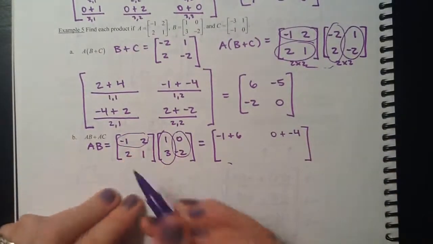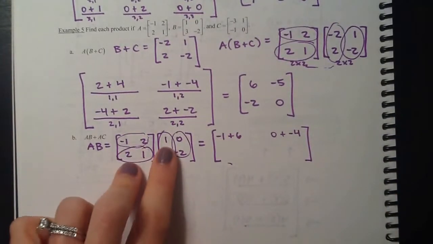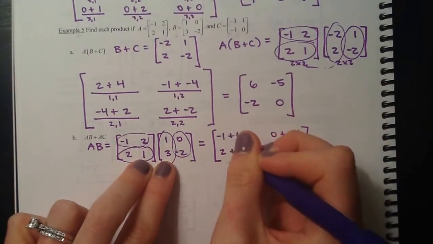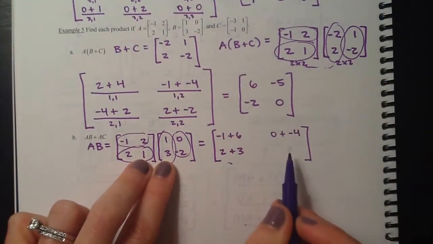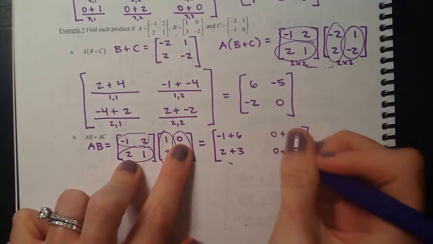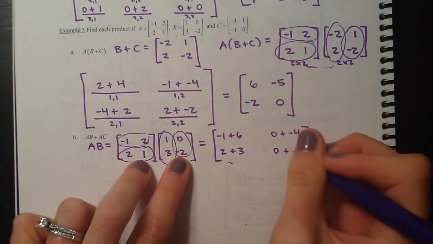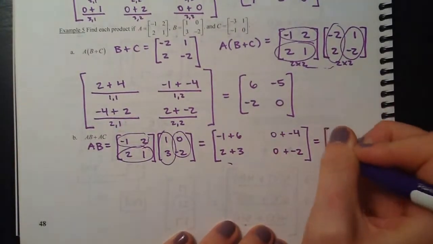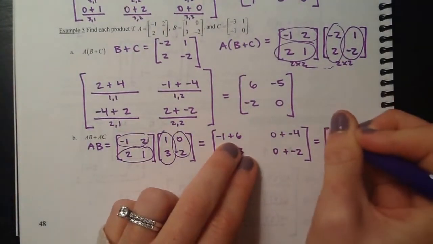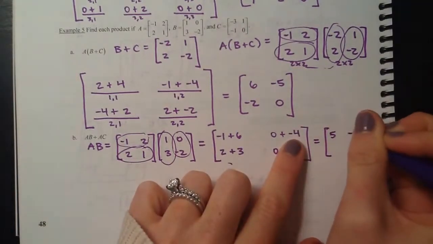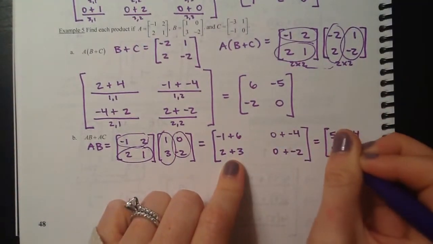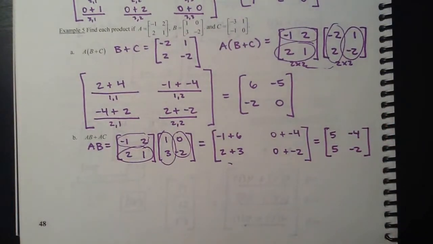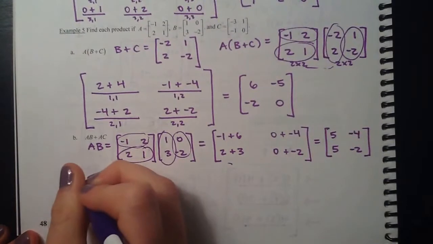Okay, now I move down here. I'm in the second row, first column. So 2 times 1, 1 times 3. And then finally, second row, second column. So 2 times 0, 1 times negative 2. Okay, so let's clean this up. Get our first matrix, AB: negative 1 and positive 6, 0 and negative 4, 2 and 3, and 0 and negative 2. Okay, so that's AB. Now let's get AC.